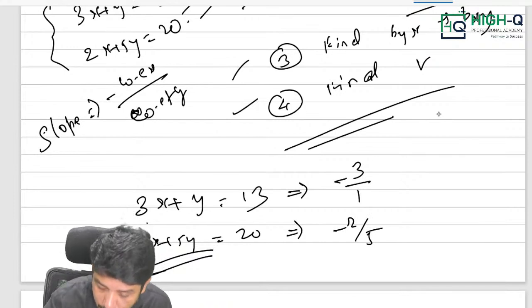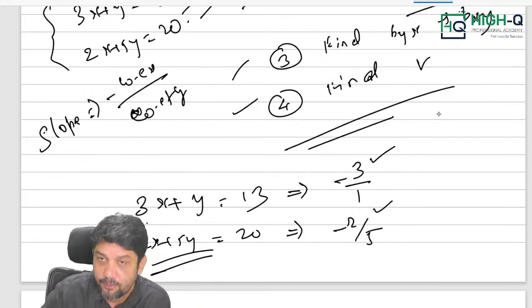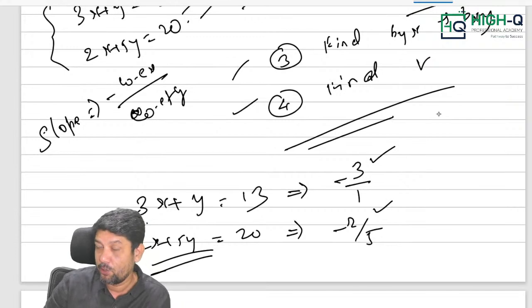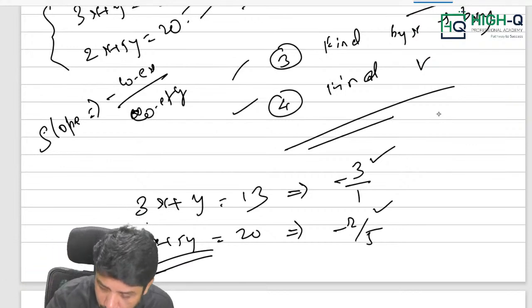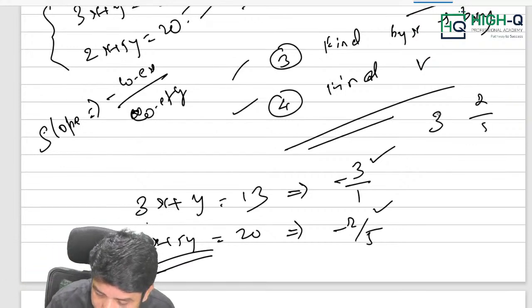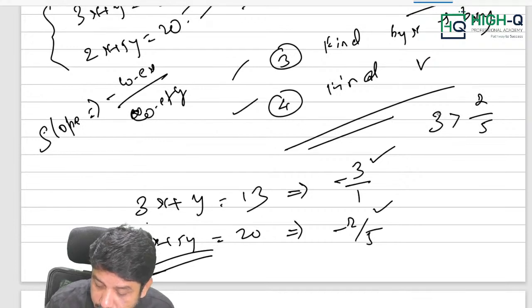Step number 2, compare only the magnitudes of the slopes. What is meant by compare only the magnitudes of slope? Only the values are to be compared. Signs you can remove. So, 3 and 2 by 5. Here 2 by 5 is less than 3. So, 3 is more than 2 by 5.